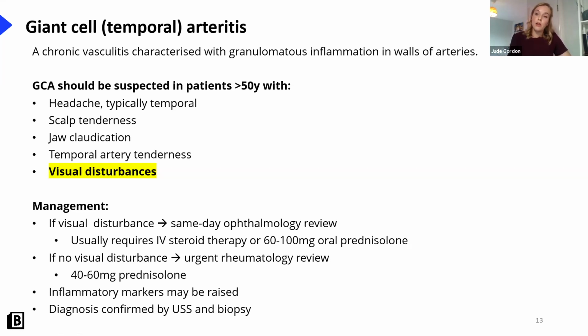Similarly to PMR, the inflammatory markers may well be raised, and the diagnosis is made definitively by doing an ultrasound and biopsy of the temporal artery. But in general, you wouldn't wait to start treatment before having that definitive diagnosis because of the risks with it.